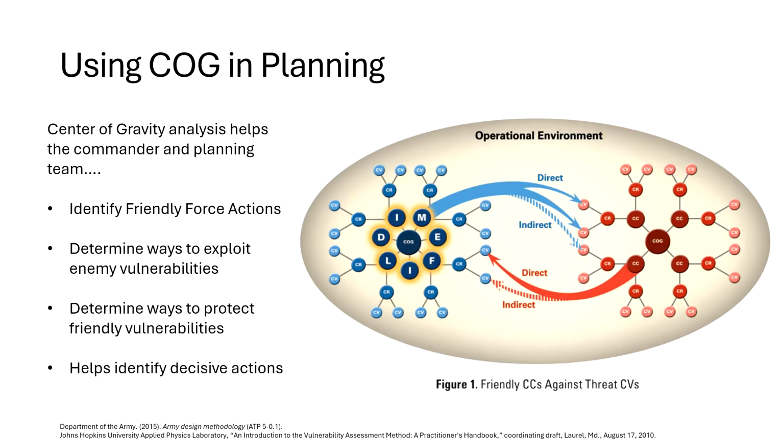Center of gravity analysis helps planners turn understanding into action. It identifies what friendly forces must do to succeed, what must be protected, and where the enemy is most vulnerable. This diagram shows how friendly critical capabilities can be applied directly or indirectly against enemy vulnerabilities. It helps the team identify decisive points, where actions will create the most impact. In planning, this analysis shapes priorities, guides resource allocation, and informs both offensive and protective strategies. It connects our understanding of the environment to how and where we apply force.